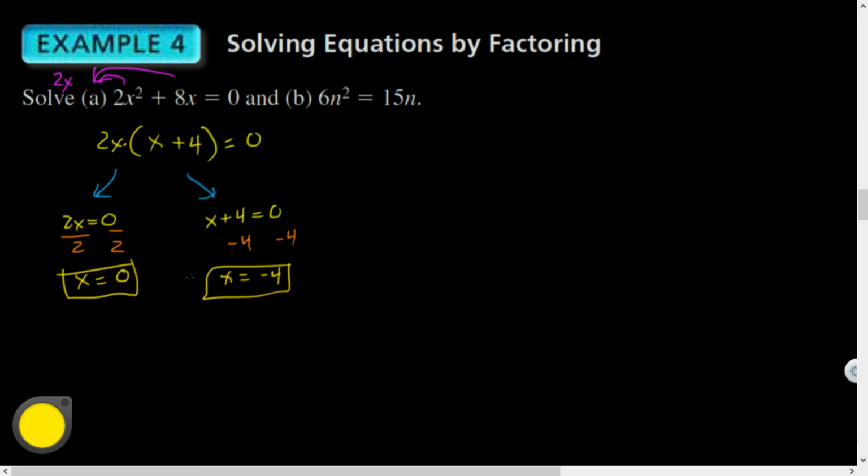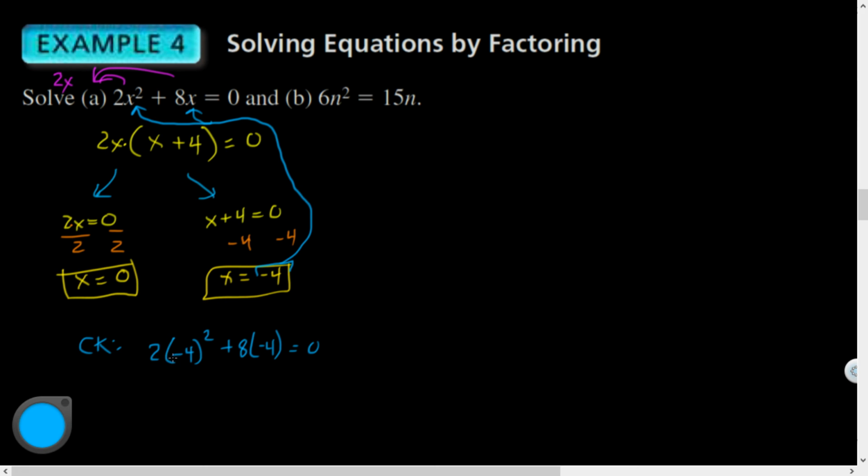And what's cool is I'll do a check just for the negative 4 one, but you could check 0 as well. If I plug negative 4 into both of the x's in the original problem, negative 4 is going to work. And we will have just solved our first polynomial equation that we had to factor ourselves. So let's see, 2 times negative 4 all squared plus 8 times negative 4. Is that equal to 0?